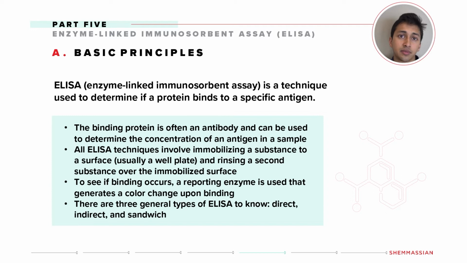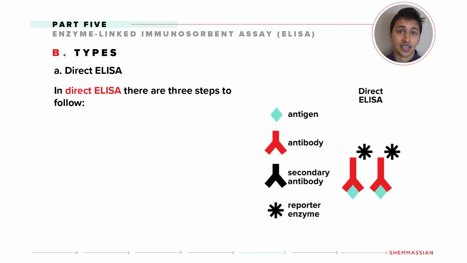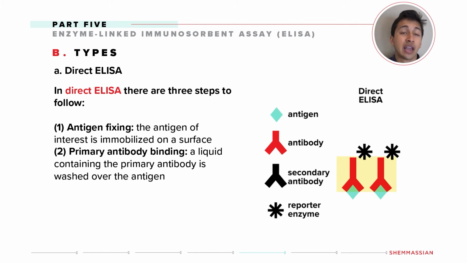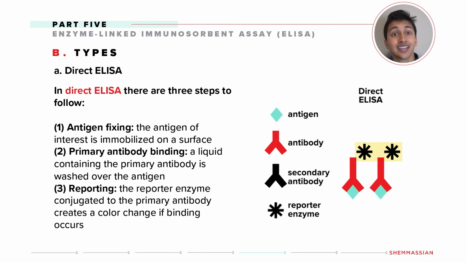There are three main types of ELISA that we're going to cover: direct, indirect, and sandwich. First, we'll go over direct ELISA. In direct ELISA, the antigen of interest is immobilized on a surface, usually a well plate. Then a liquid containing the primary antibody is washed over the surface, and if the antigen is present, the antibody will bind to it. The antibody is connected to an enzyme that will create a color change if the antibody has bound to the antigen, which will alert us to the binding.